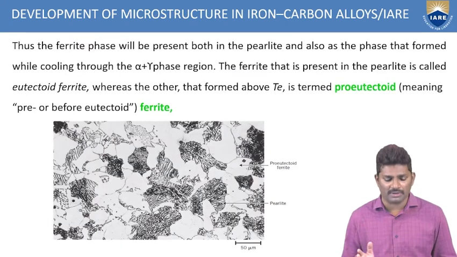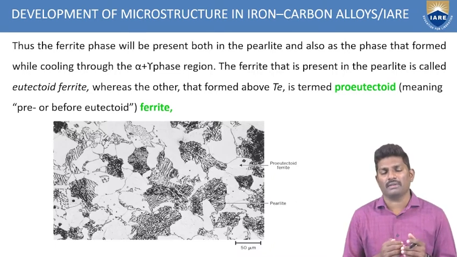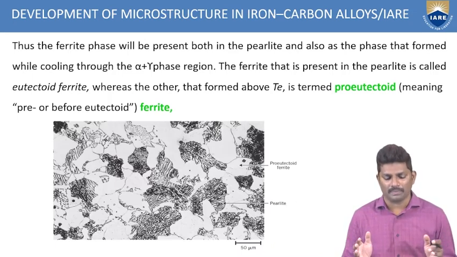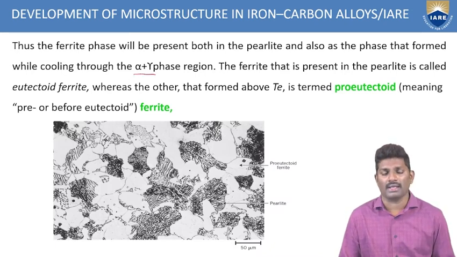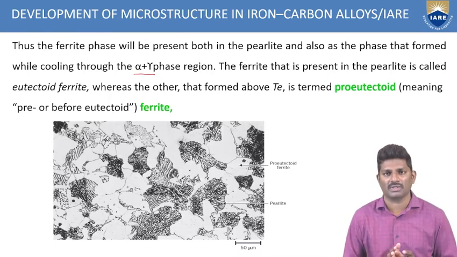Now, thus the ferrite phase will be present both in the pearlite and also as the phase formed when cooling. So when any system is cooling, you can observe all these changes in the microstructure. While cooling through this alpha and gamma phase region, you can observe different formations of the microstructure. So what are the white areas you are seeing in the microstructure? That is called proeutectoid. And what is the dark thing you are seeing in the microstructure? This is called pearlite.